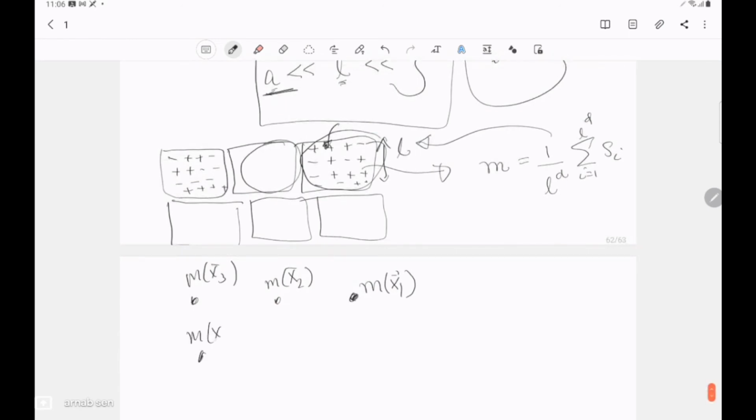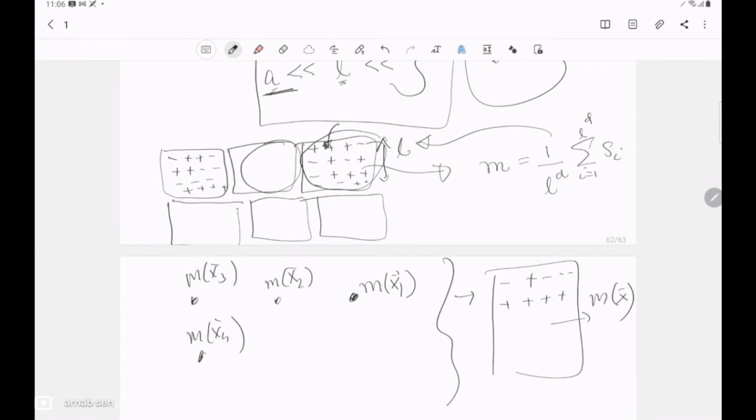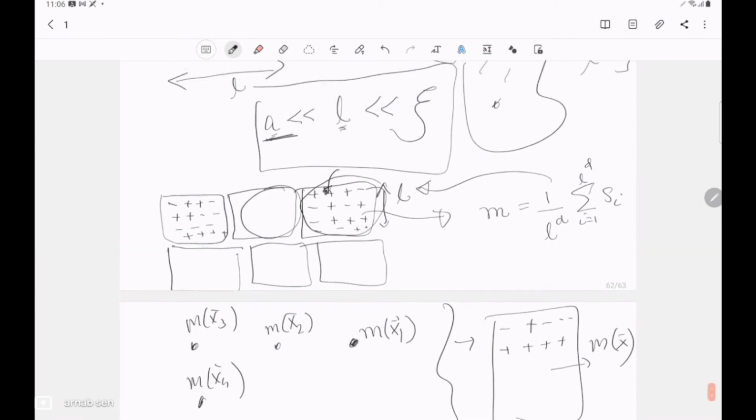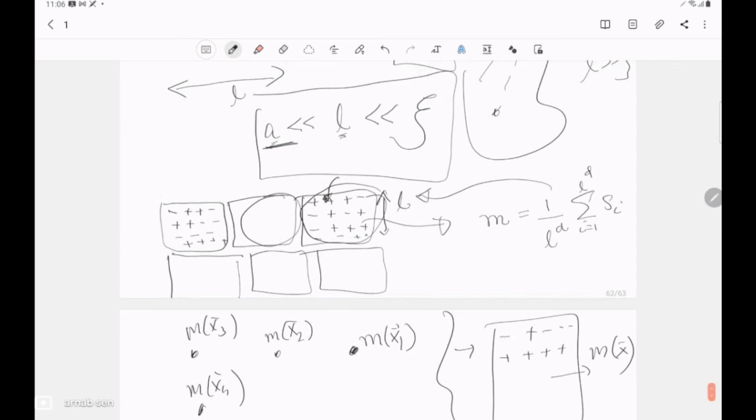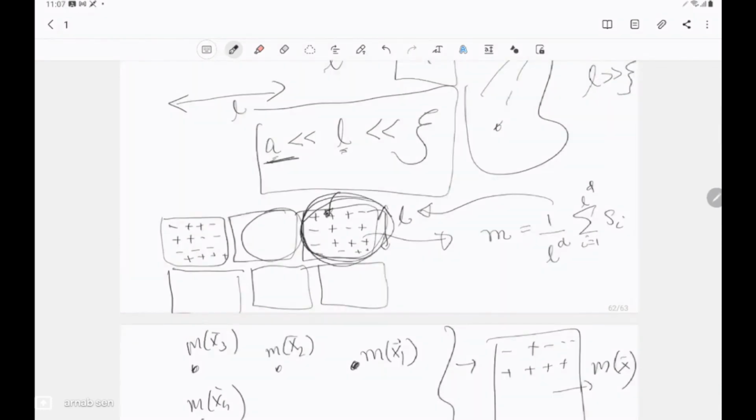So m of x. Basically, by this coarse graining, I have replaced a microstate by some field, m of x. But now, please see the important thing. This is where it becomes more interesting. Let me just look here.